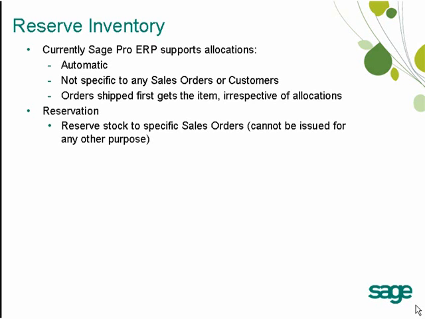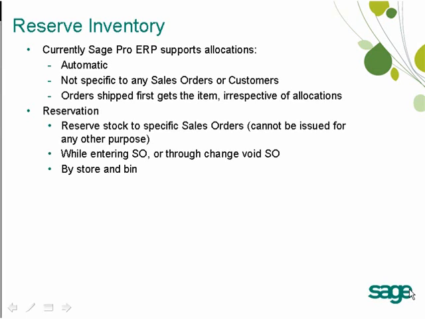In Sage Pro 2010, you can reserve stock to specific sales orders. That means they cannot be issued for any other purpose. Reservations are entered while entering a sales order or through the Change Void sales order screen. These inventory reservations can be assigned to stores and bins.